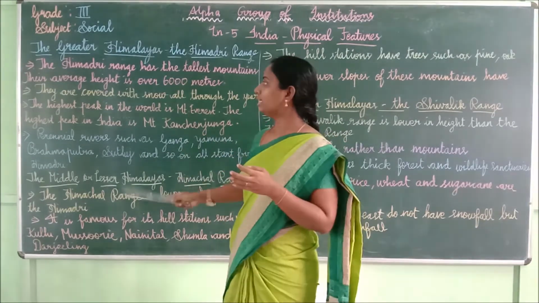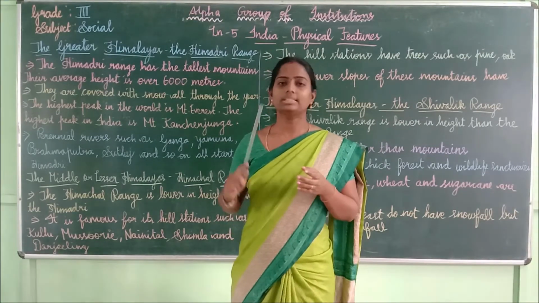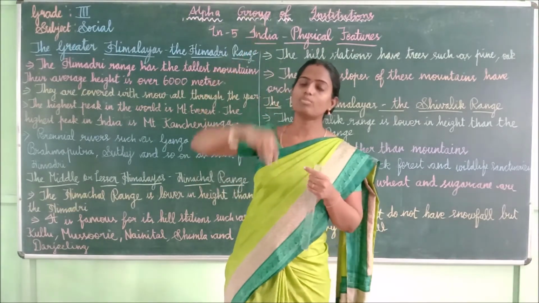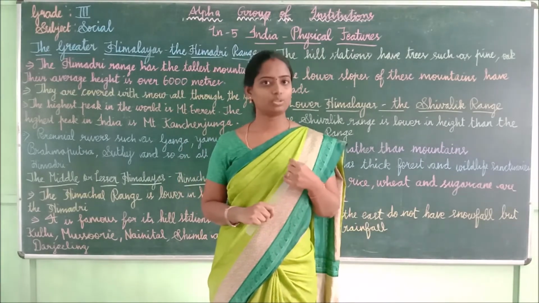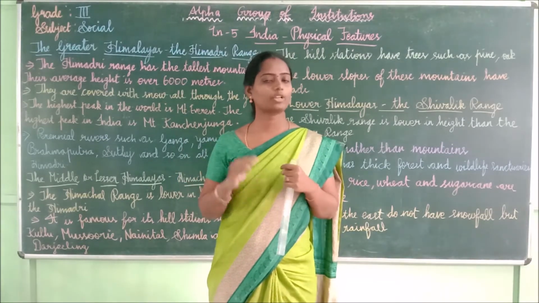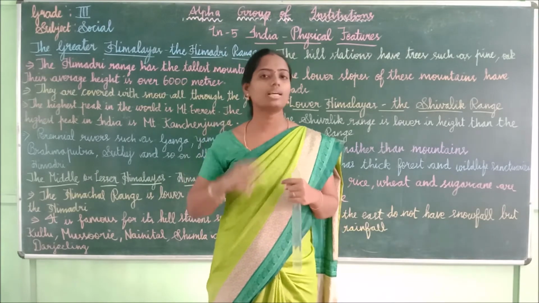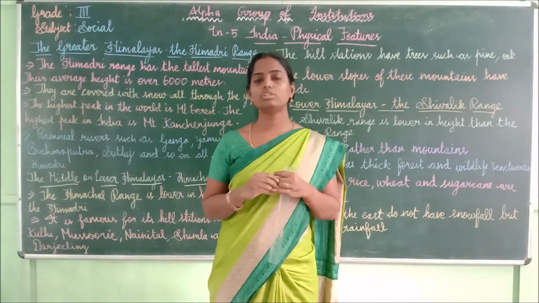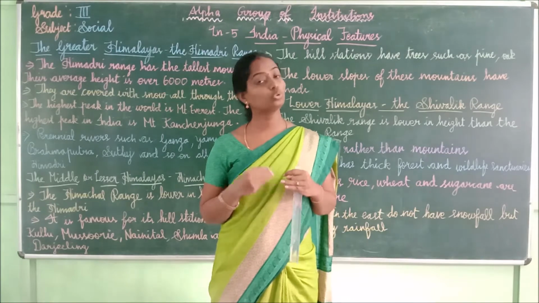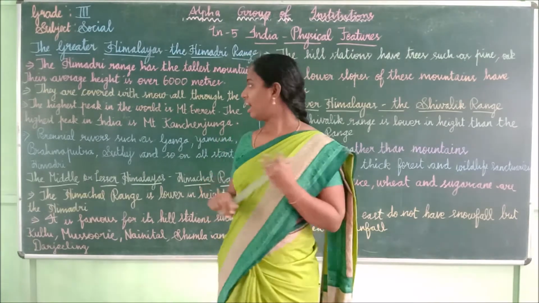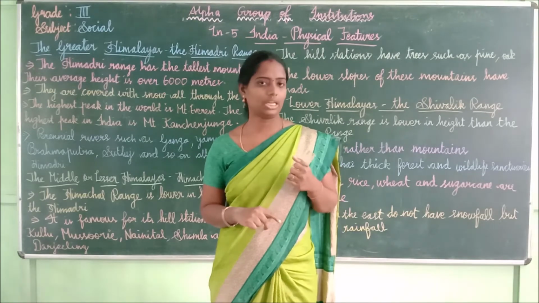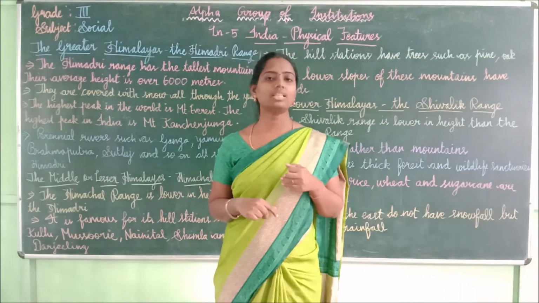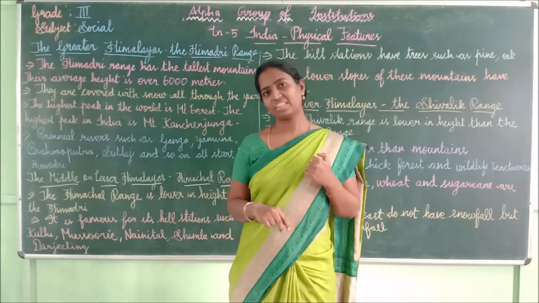This is all about Himadri, children. What did they say? Himadri is the tallest mountain. Its height is about 6,000 meters, so only it is called the tallest mountains. And also it is fully covered with snow throughout the year. The highest peak in the world is Mount Everest, which is in Nepal, and the highest peak in India is Kanchenjunga, which is in India.